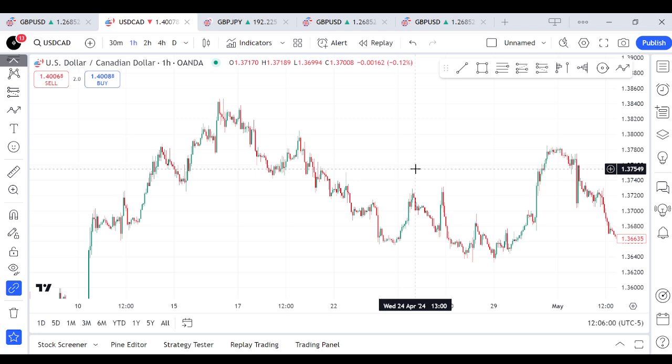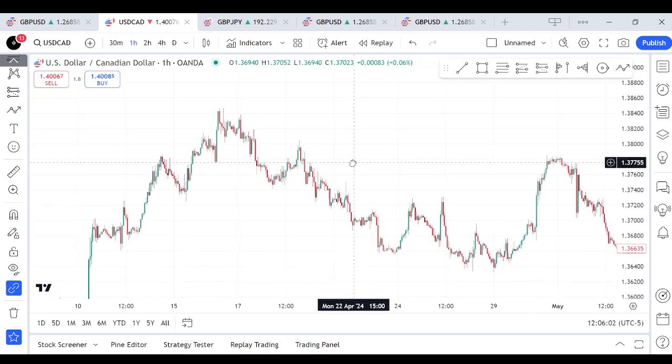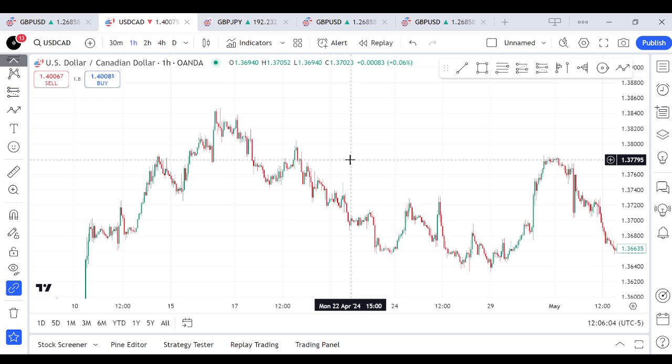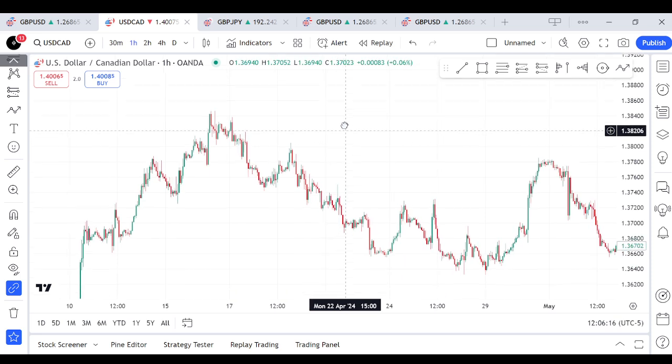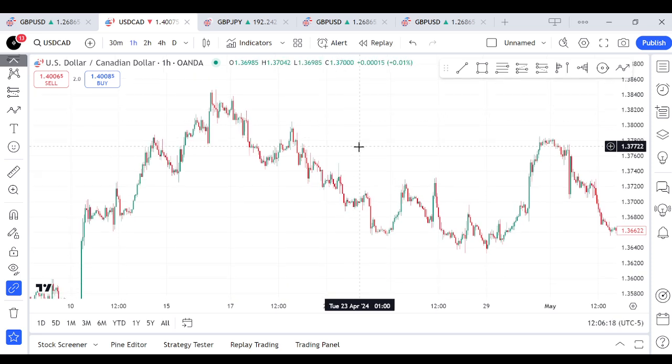So let's get started. We're talking about the drop base drop, and this is the TradingView platform, and we are on the USD CAD on the 1 hour time frame. Let's understand what the drop base drop pattern means first before we proceed to trading strategies you can use with the drop base drop pattern.